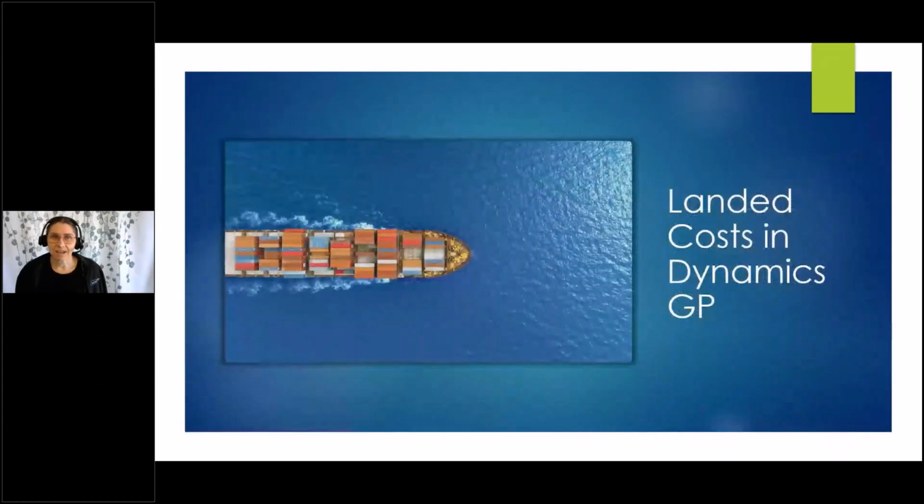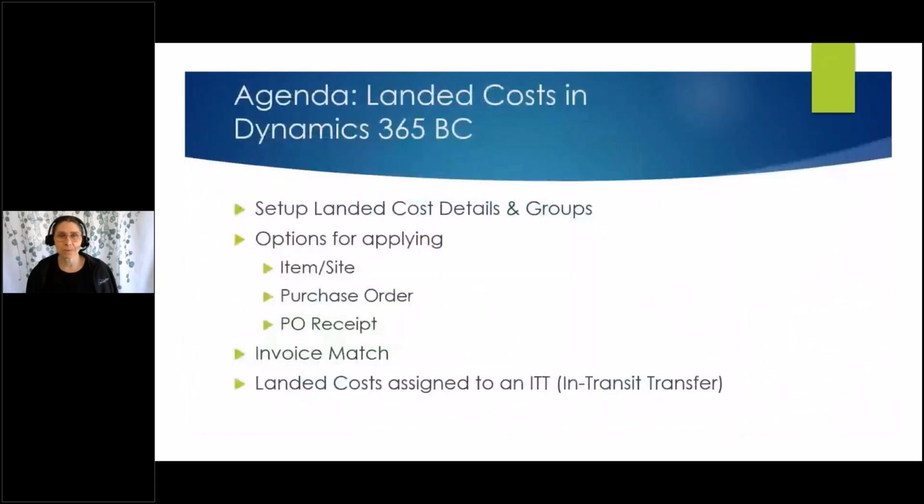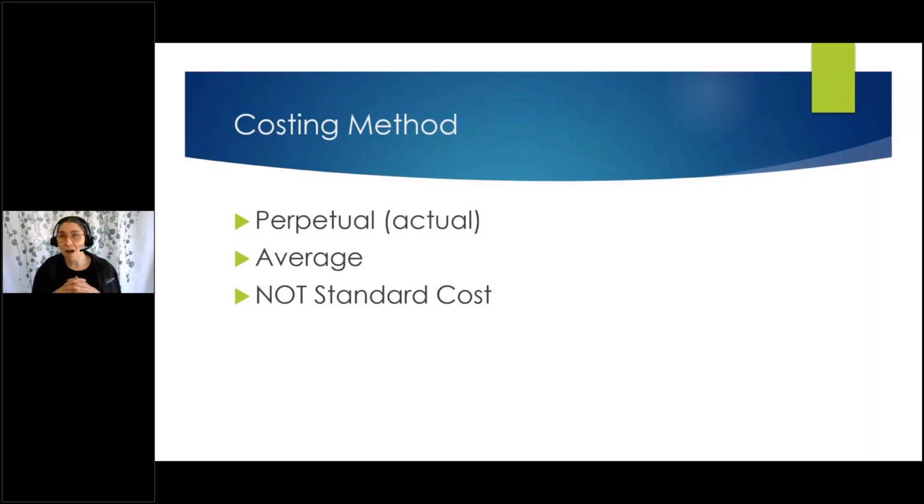All right, so let's talk about GP now that we've seen the other two. Sorry, the title's wrong. It should say BC here. We're going to talk about setting up landed cost details in groups. We're going to talk about options for applying them in GP. We've got a few more options. We're going to talk about the invoice match and landed costs assigned to an in-transit transfer like Adam just talked about. Next slide, please.